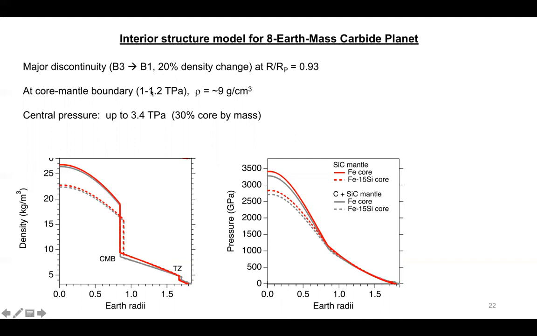The B3 to B1 phase transition would be a major feature because it's got such a large density change, a negative Clapeyron slope. It's the type of thing that you would really expect would probably result in layered convection. The core mantle boundary pressure is about 1 terapascal, and the central pressure is about 3.4 terapascals for a 30% core by mass. These are similar to what you get in a silicate oxide rocky planet. And you can do different combinations of things to get constraints on the central pressures for different models, and constraints on the density. So that's the type of basic structural model that you can solve for this.